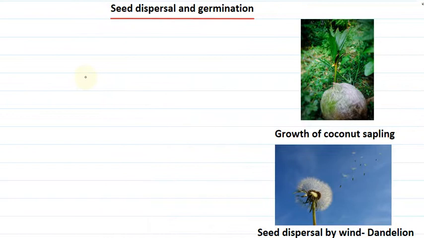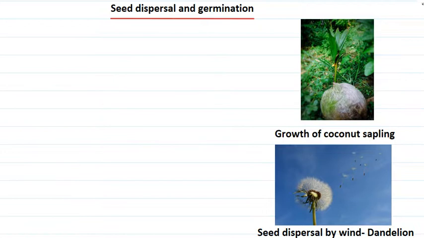The topic for today's video is seed dispersal and germination. We had already learned that the ovules mature to give rise to seed. So we can say that a seed is a matured ovule, right? A seed is a mature ovule that grows into a new plant when it receives favorable conditions.